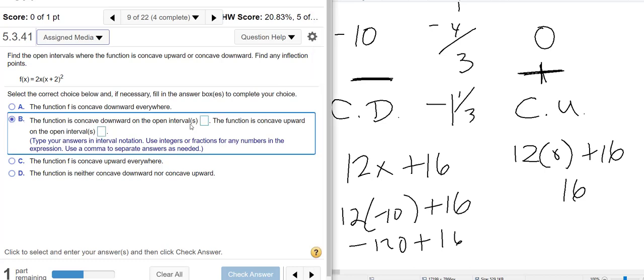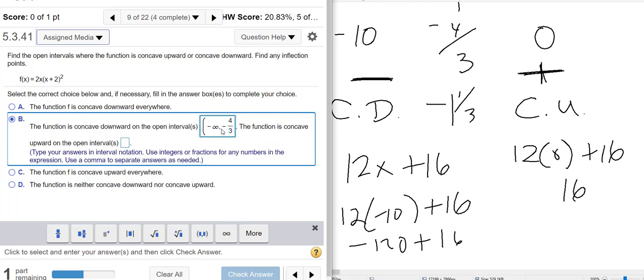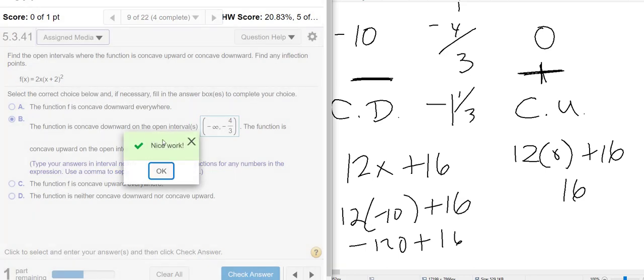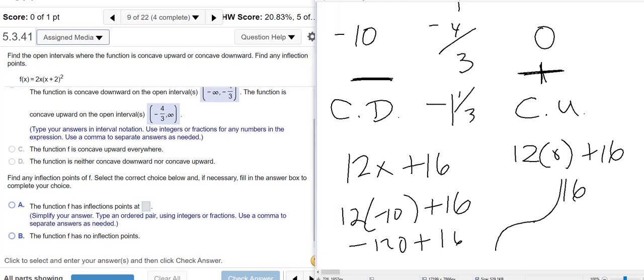So the function is concave down from negative infinity until you get to negative 4/3, and they're going to want that as a fraction, not as a mixed number or decimal. It is concave up from that same point, negative 4/3, until positive infinity. Now, the point of inflection, if it's going from concave down to concave up, is where it changes, and that's what we have.